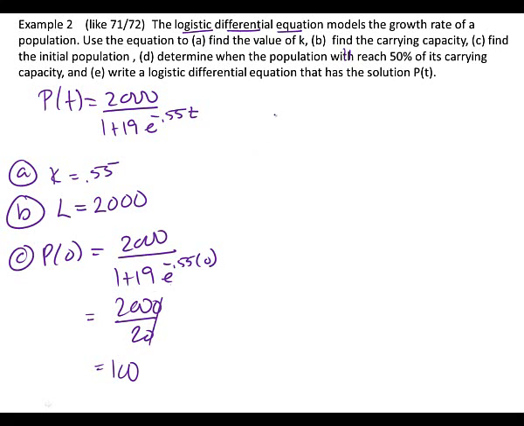Now it wants us to know when. D, determine when the population will reach 50% of its carrying capacity. How much is 50% of its carrying capacity? Half. What is the max carrying capacity? So what's half of its carrying capacity? You set up the function exactly the way it looks, and we've got to solve for the time, because it wants to know when the population will reach 50% of its carrying capacity. So I'm going to do 1,000 equals 2,000 over 1 plus 19e to the negative 0.55t.